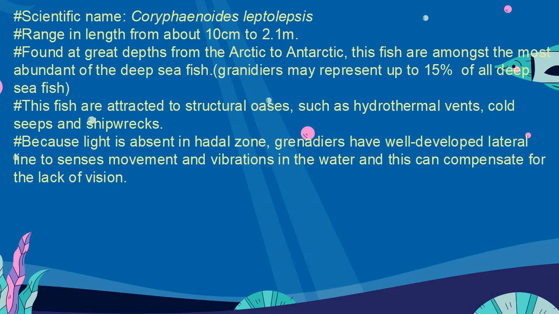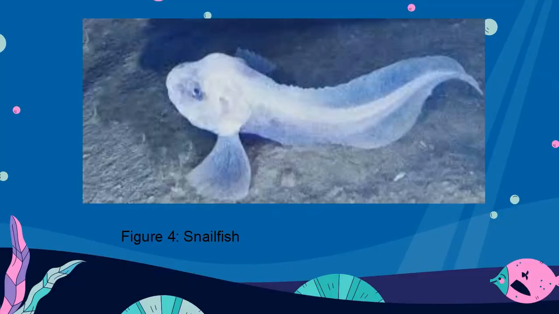Because light is absent in the hadal zone, grenadiers have a well-developed lateral line to sense movement and vibrations in the water, and this can compensate for the lack of vision.